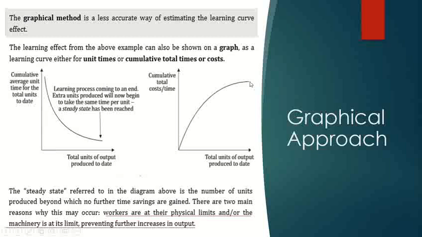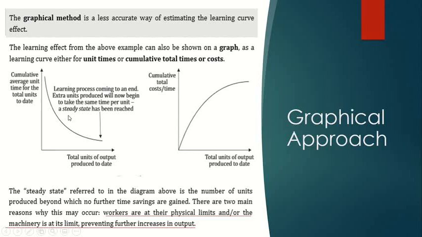This steady state is arising because of two things, which means we can't reduce this time for a prolonged period. After a certain period, this particular learning curve impact will be stopped. Here also we can see in this curve the learning curve impact will be stopped at a point. We call this, the learning curve will come to a steady state.